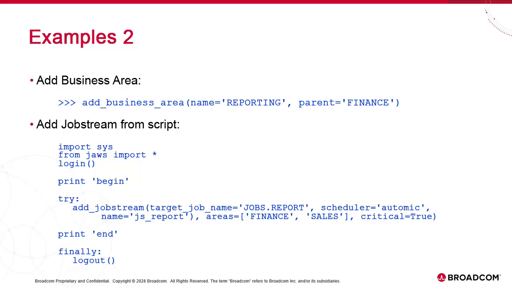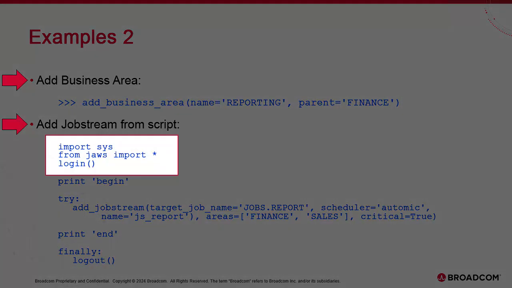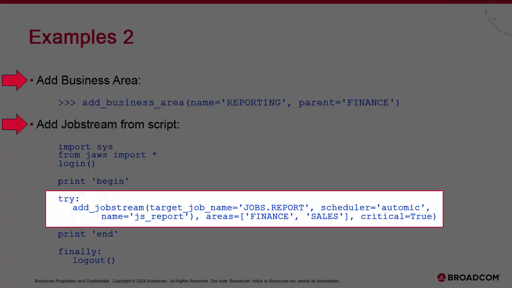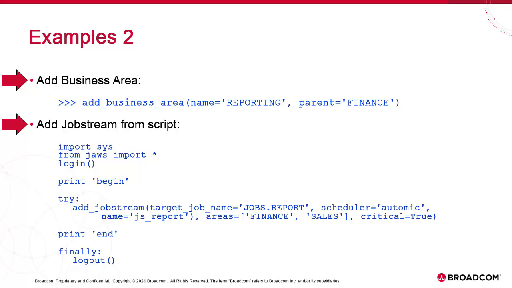Here are some examples of functional commands. We can add a business area, basic requirements, and name and parents. Remember to insert spaces between each value. For scripts, we import the sys module and then the JAWS module and log in. Then we encapsulate our statement in the try block. Blocks need to be indented. For indents, avoid tabbing. Simple spaces will always work. These are common Python coding standards.